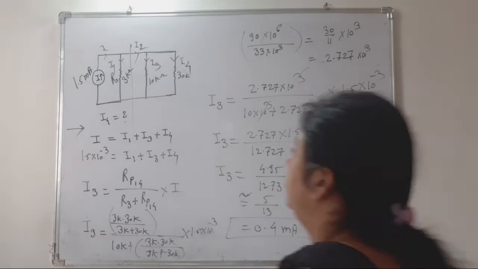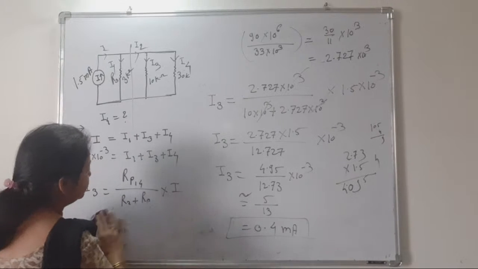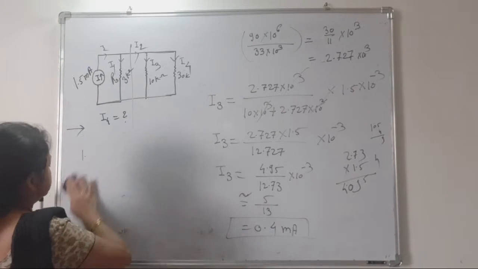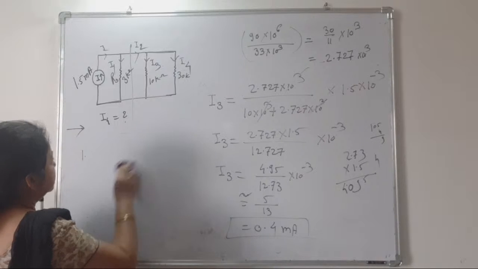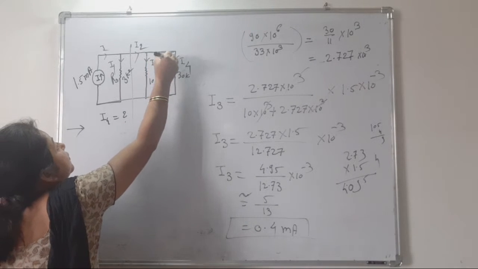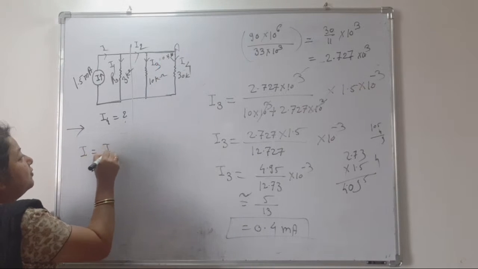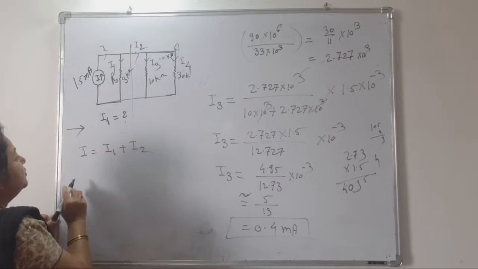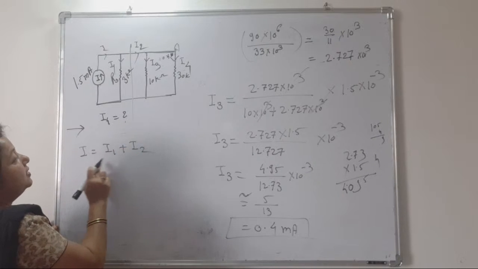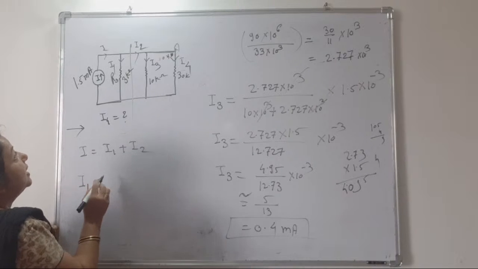Point 4, I3 we calculate. Just remember I3 is equal to 0.4 milliampere now. And I is equal to I1 plus I2. You know I1. How do you calculate I2?